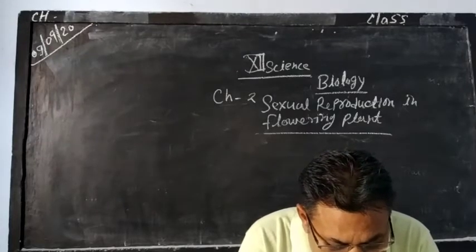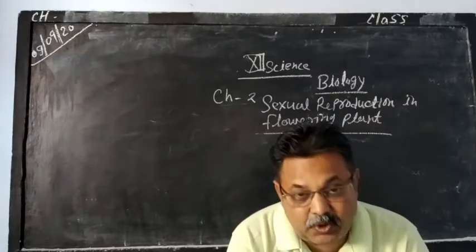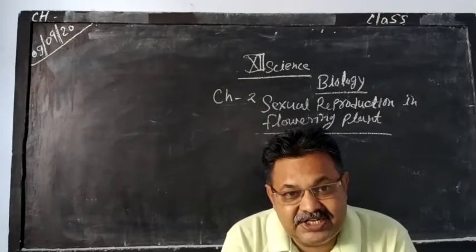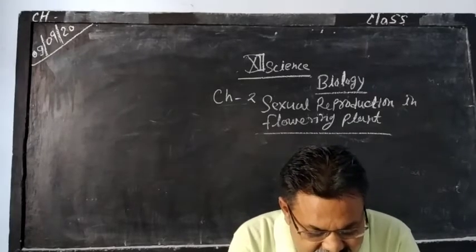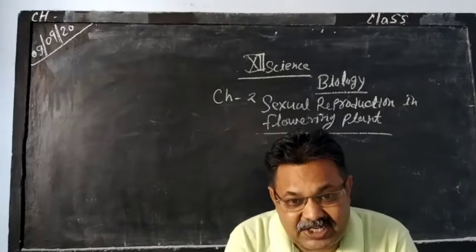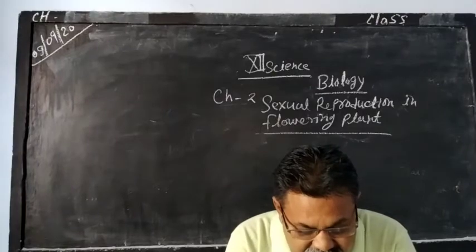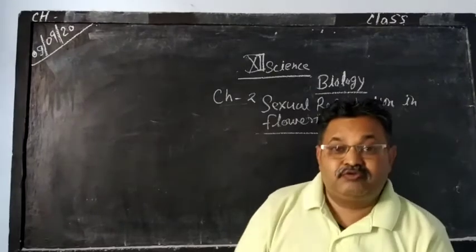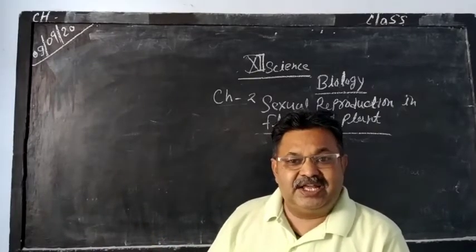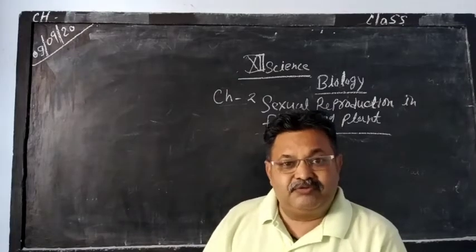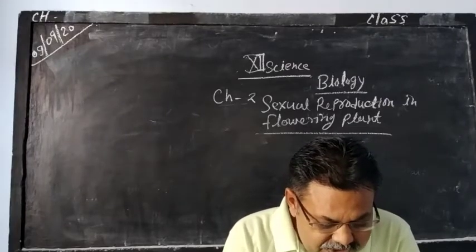The main functions of fruits are, first one, protection of seeds and embryo. Fruit protects the seed because seeds are inside the fruit, and it protects the embryo. Second one, food material is stored in the fruit. Third one is help in dispersal of seeds. Fruit disperses the seed to the ground and new plants are prepared. So these are the main functions of fruits.